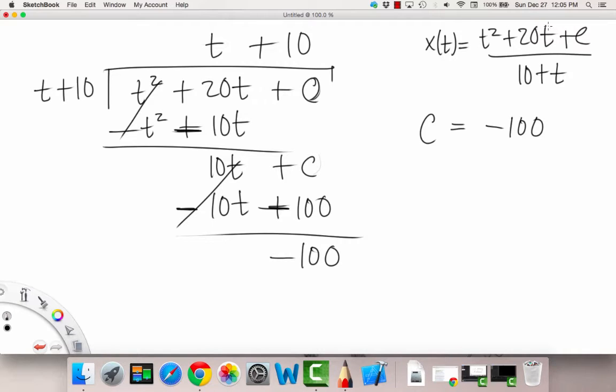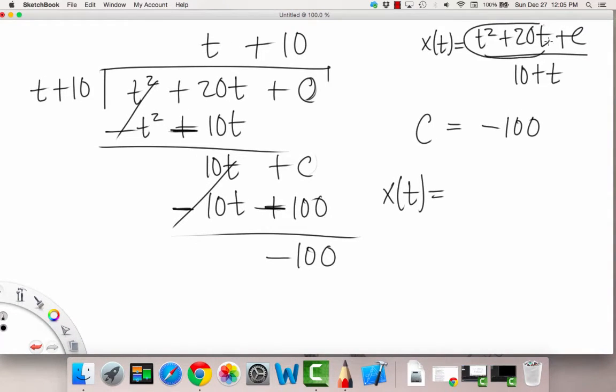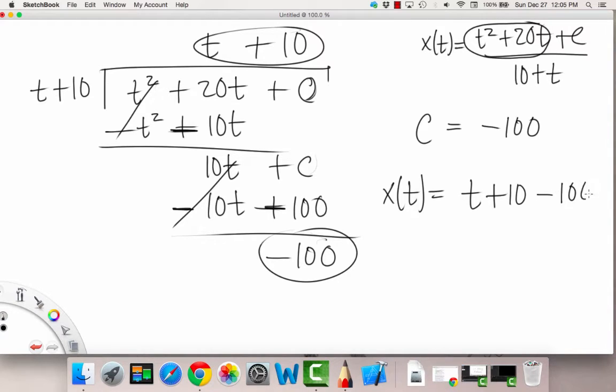So when we write our x of t, it's going to be this part and this part right here, this divided part, which was equal to t plus 10. So we have t plus 10, and our c here was really nothing before. It's just a constant, and our remainder turned out to be negative 100. So we want our constant to absorb that remainder. So now we have negative 100 over our 10 plus t, because that's what you get when you have the remainder from long division.